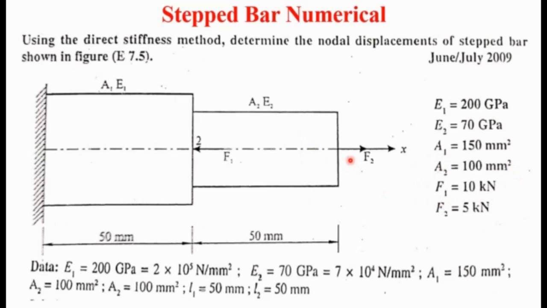This force F1, the opposite force, is given as 10 kilonewton, and F2 at the free end is given as 5 kilonewton. These values are given here, so this is the given data. The length of the first element L1 is 50 mm, and the length of the second element L2 is again 50 mm. Now we will solve this example by the FEA method.